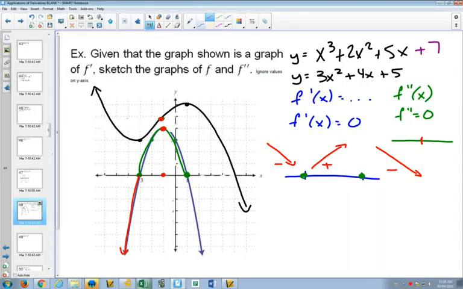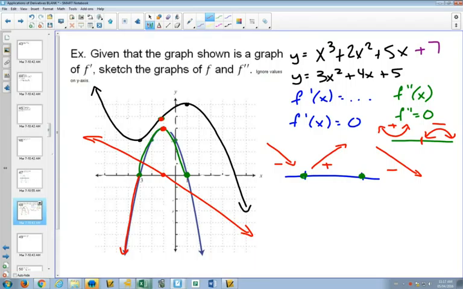Now, if we were doing our second derivative based on the original black graph, we would have found out that it's concave up here and concave down there. And you can see that from your black graph. Okay? And because you find that it's concave up here and concave down there, you would find out that it has to be positive here and negative there. So that would be the graph of our second derivative.